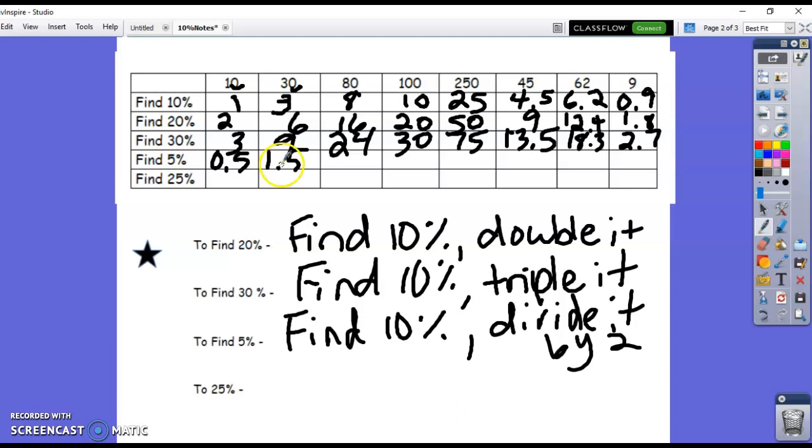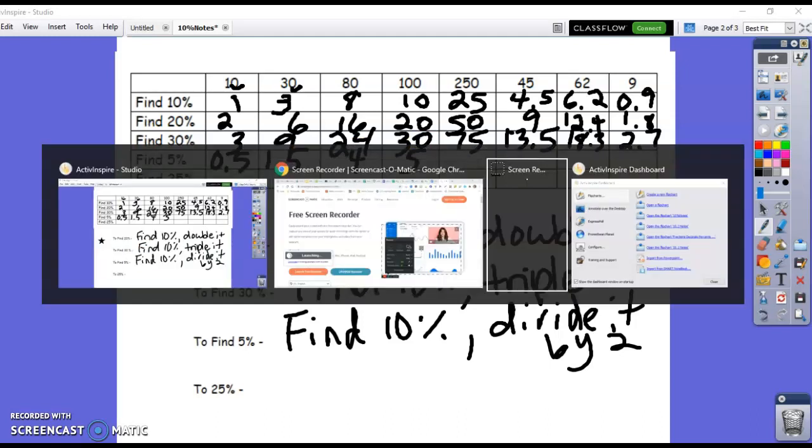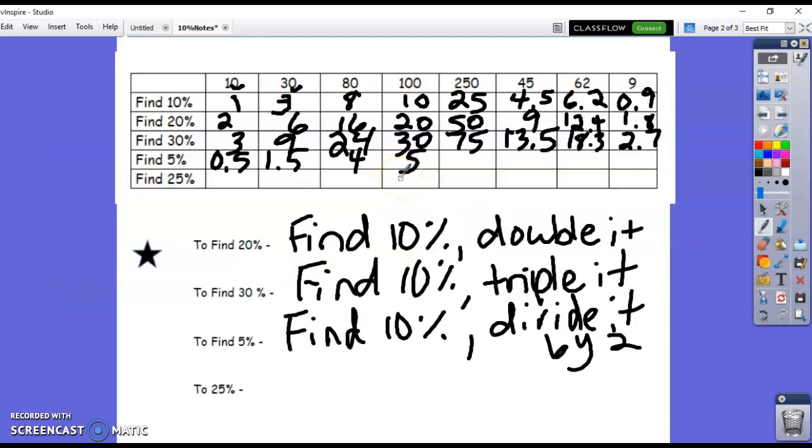All right, let's check it. 5% of 80 is 4. 5% of 100 is 5. 5% of 250 is 12.5. 5% of 45 is 2.25. 5% of 62 is 3.1. And 5% of 9 is 0.45.